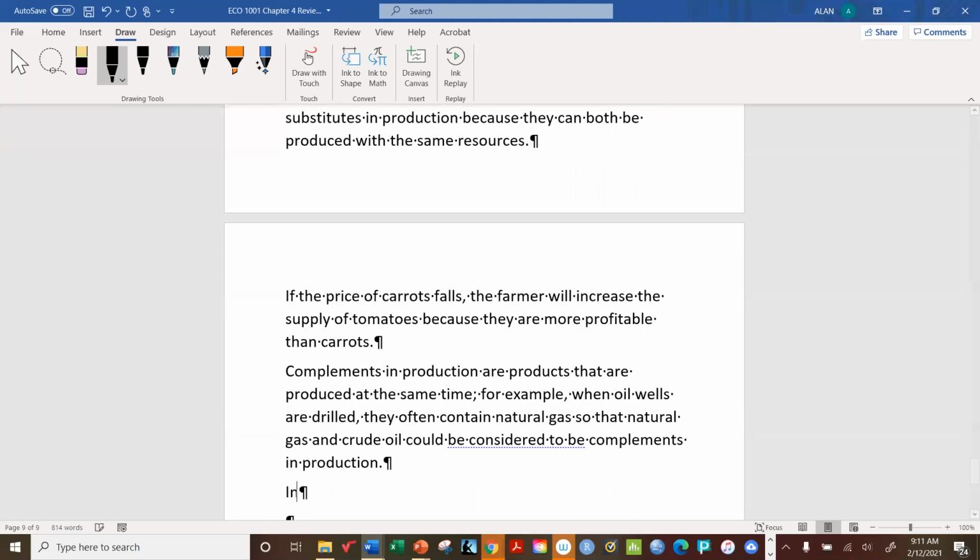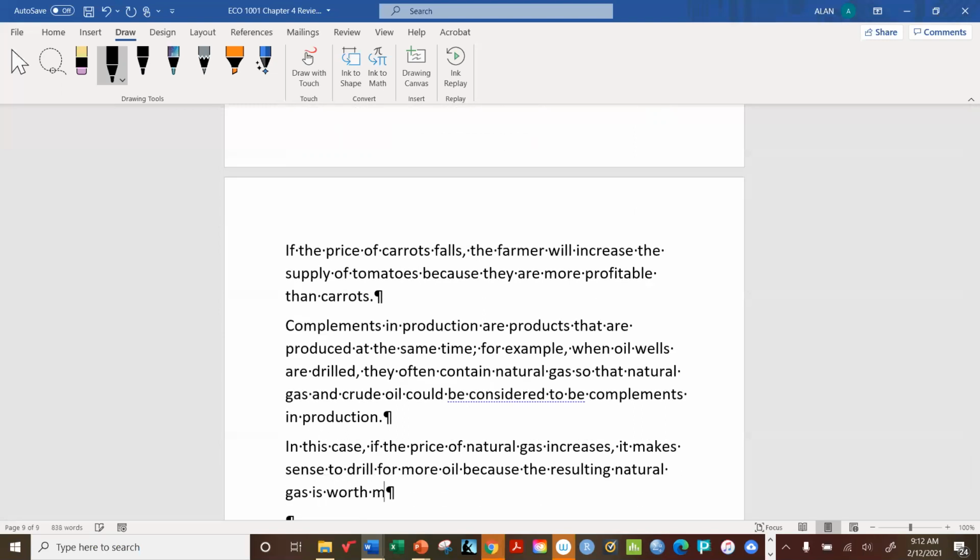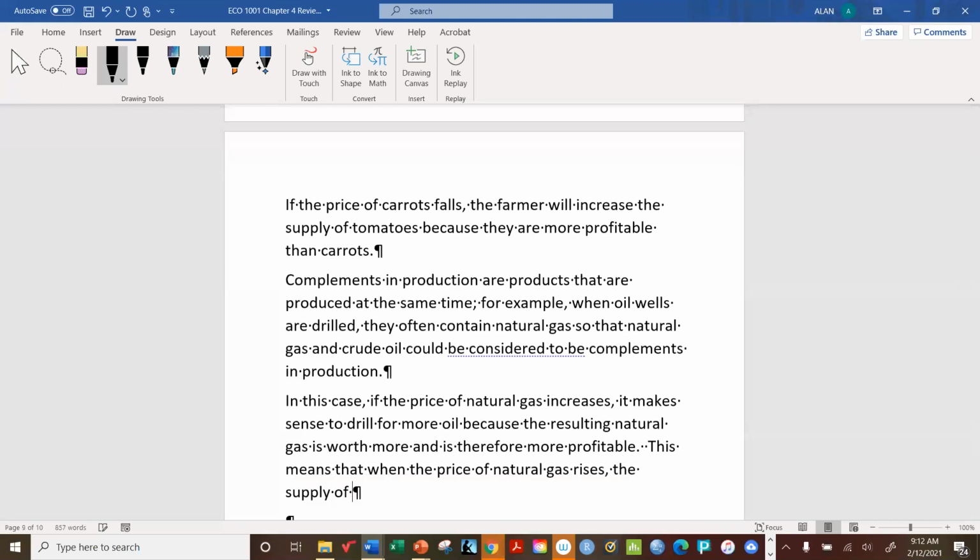Okay, so in a case like this, if the price of natural gas increases, even if the price of oil hasn't changed, it makes sense to drill for more oil because the resulting natural gas is worth more and is therefore more profitable. Okay. This means that when the price of natural gas rises, the supply of crude oil will also increase.